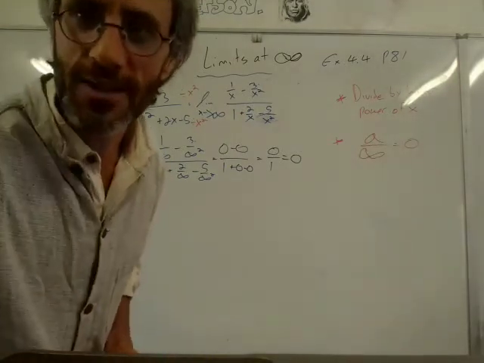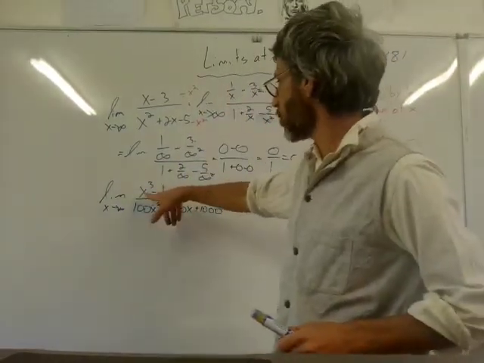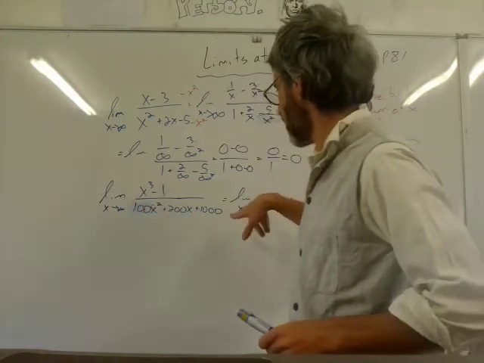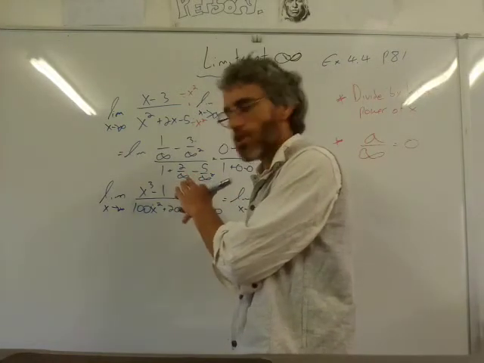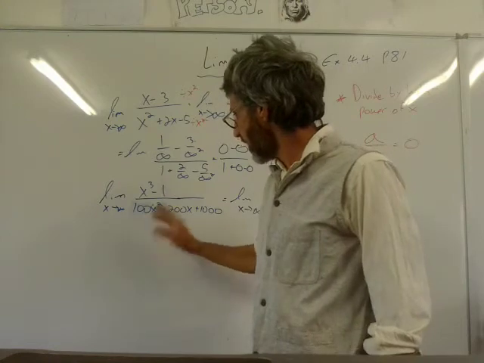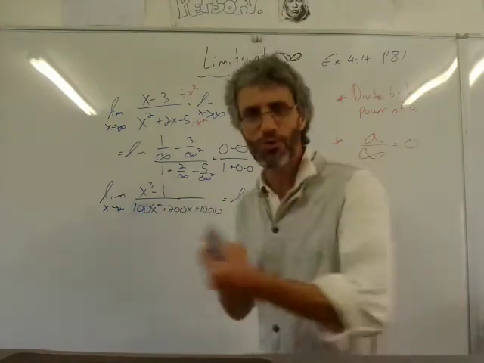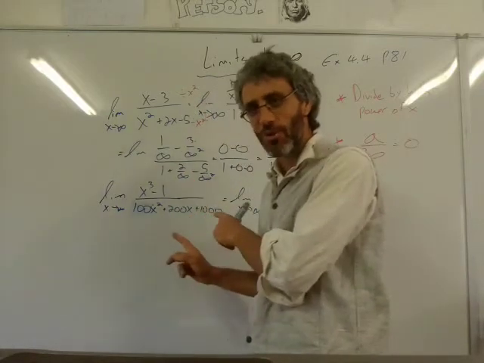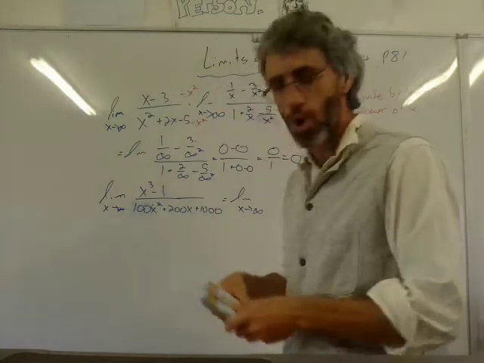Let's do one last example. So I've got x cubed minus 1 divided by 100x squared plus 200x plus 1000. You can see now the leading x is the top. At the bottom I have up to x squared, but I've got a large number, 100, and also 200x. Which one is going to be stronger, the numerator or the denominator? Just think about it. We'll answer it in a bit, but we'll go according to the rules.